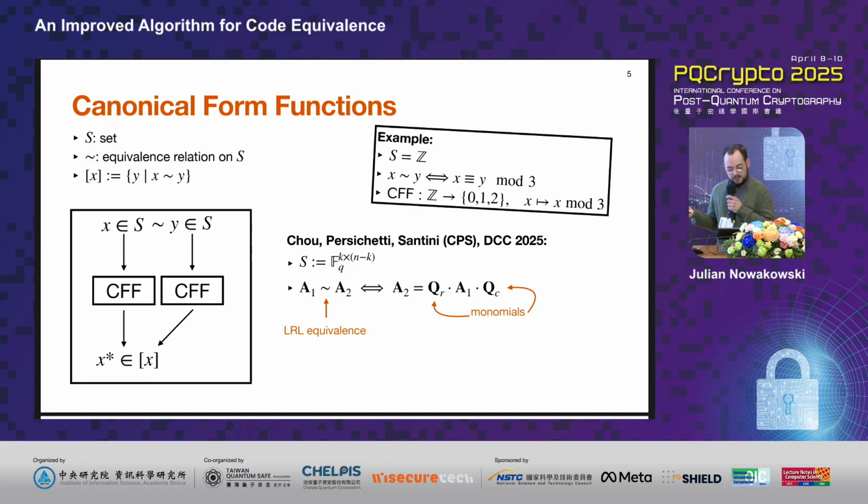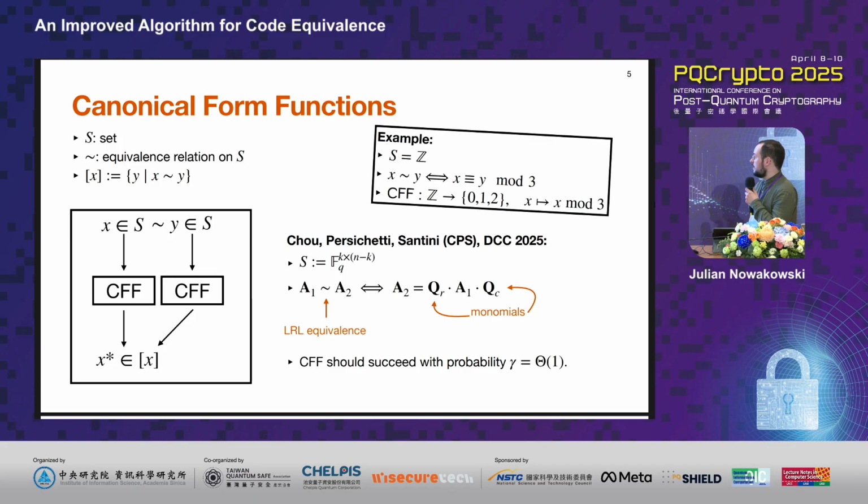And you don't even need a canonical form function that works for all inputs. Instead, you only want one that works well for random input. So if I take a random matrix A1 or A2 and feed it into the canonical form function, then I want the canonical form function to succeed with a decent success probability gamma. Let's say something like constant would be fine.